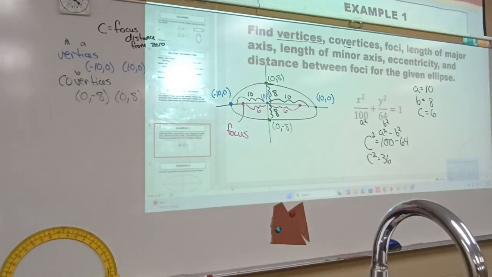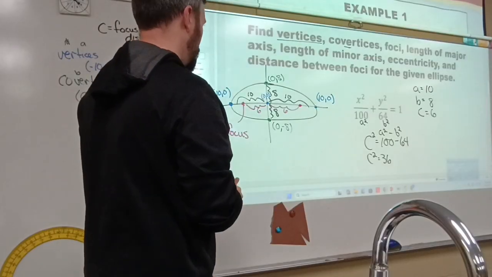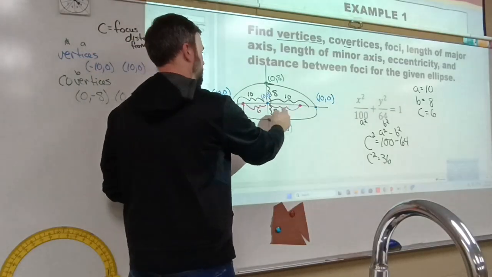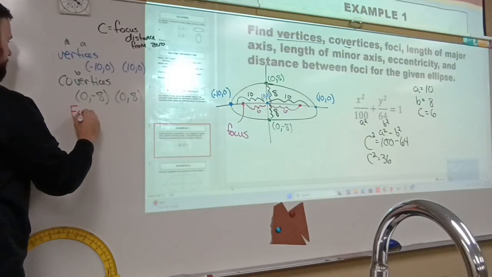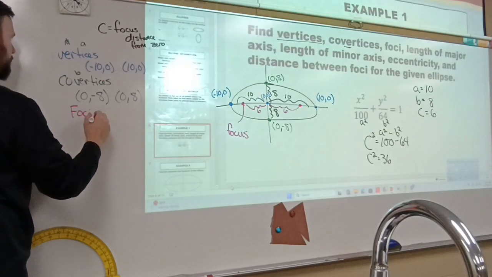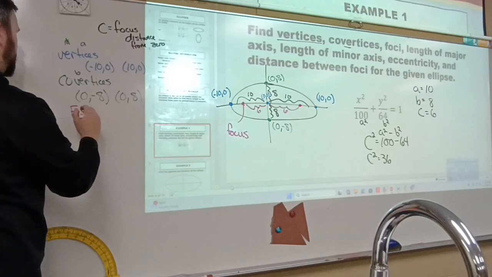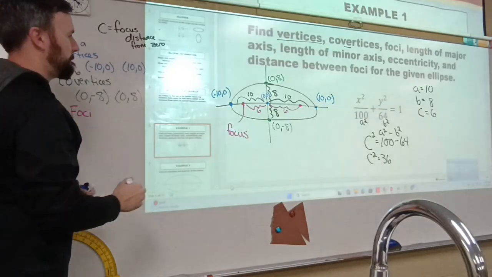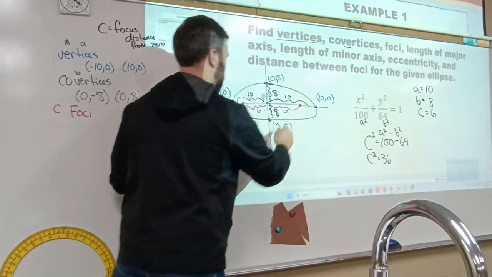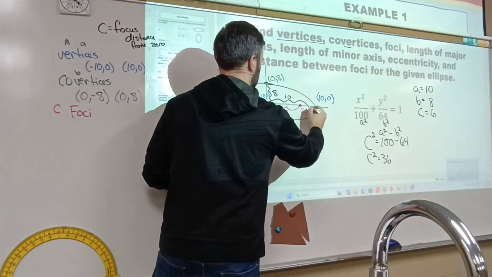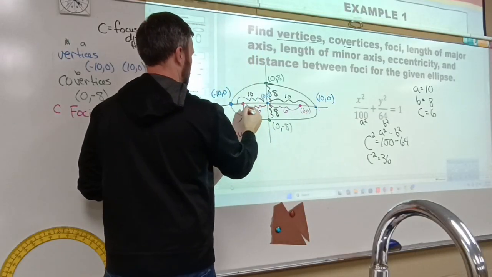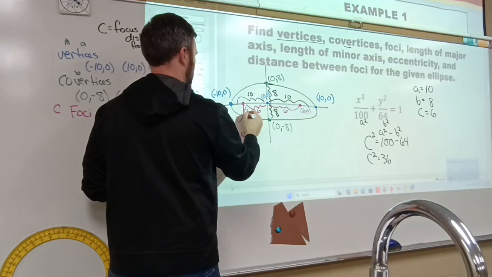What else do I need to know? Foci. Foci were pink. So what letter do I use for my foci? My C. How far did I go over? 6. That's 6, 0. Negative 6, 0.